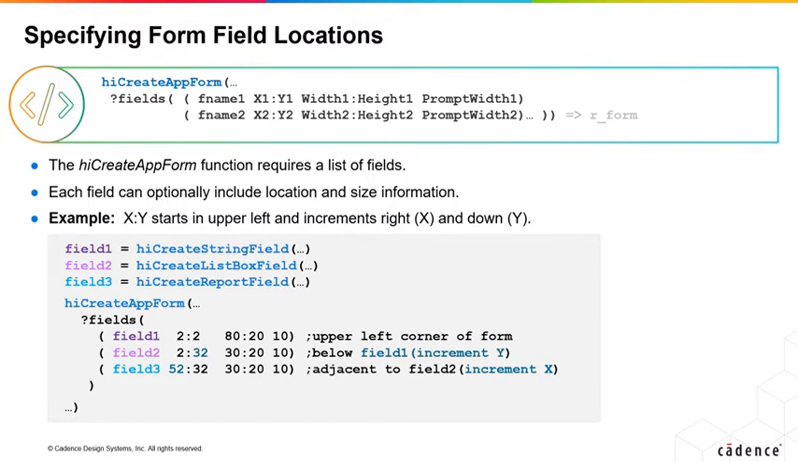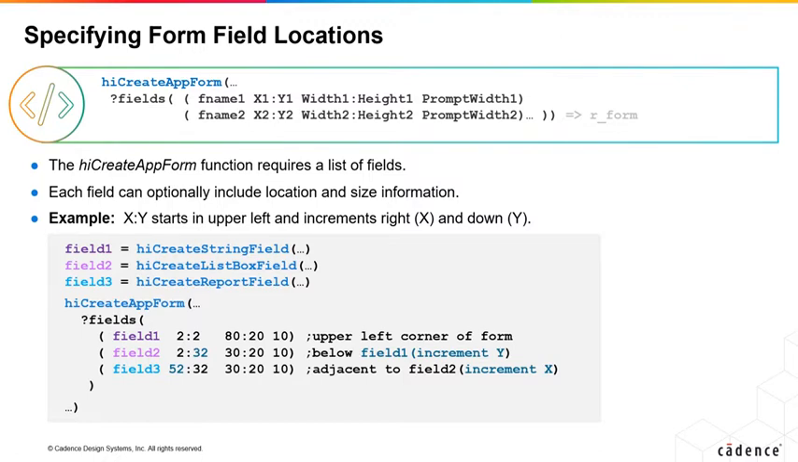Alternatively, you can use the syntax shown here, where next to each field name within a sublist, you basically supply the X and Y coordinates where it starts, the width and height of the particular field, and then if there's a prompt, what the prompt width is. In other words, what precedes the field. And then you can see the example here.